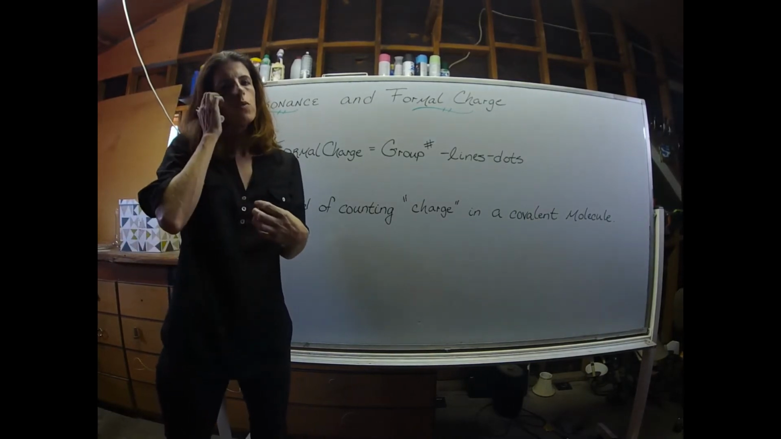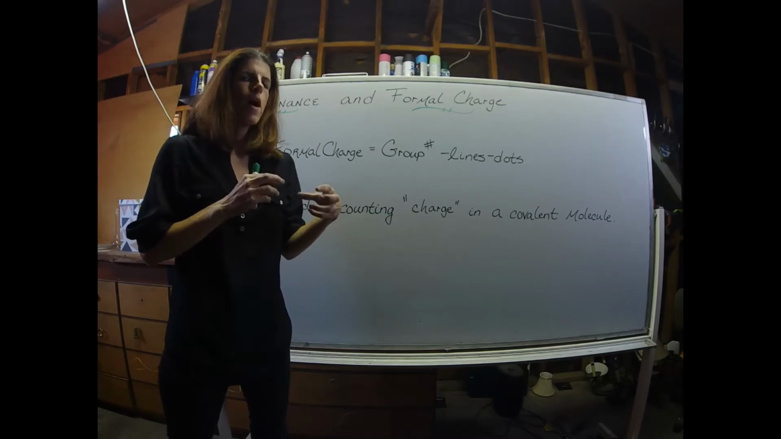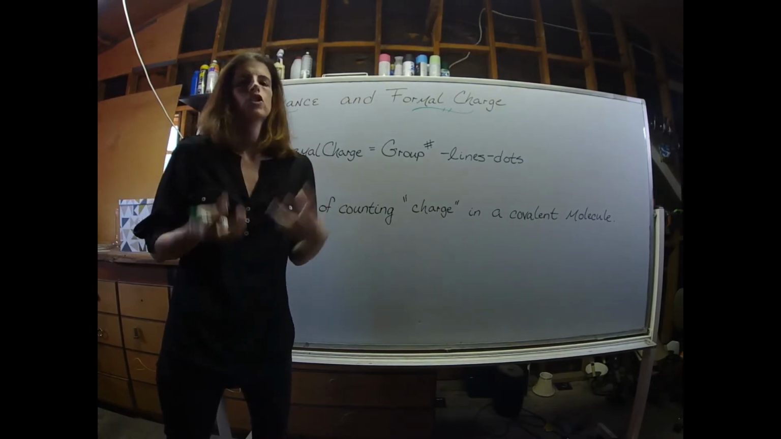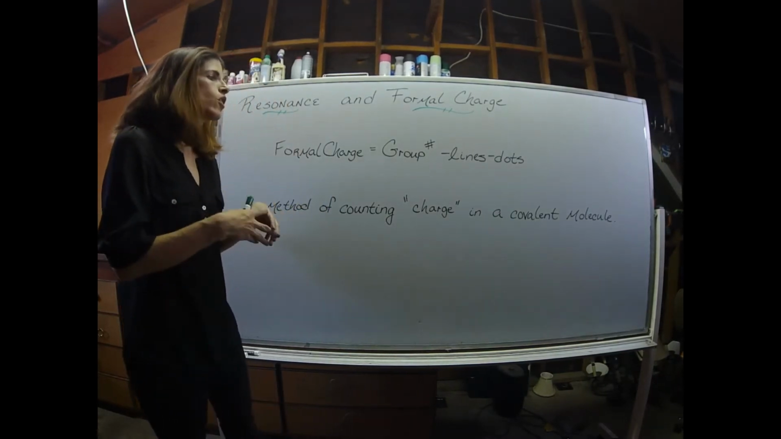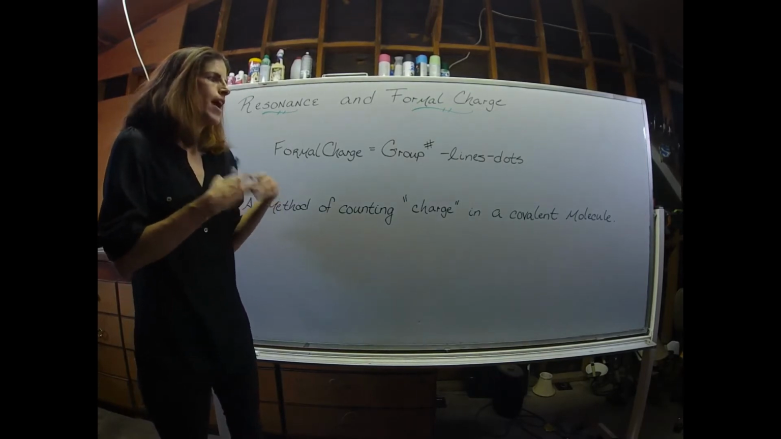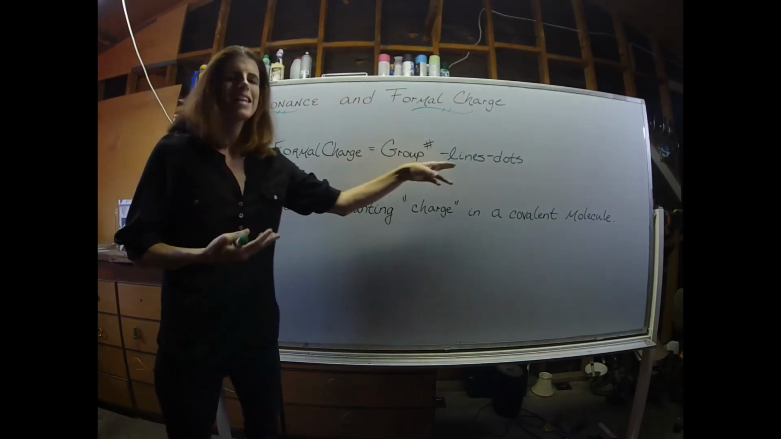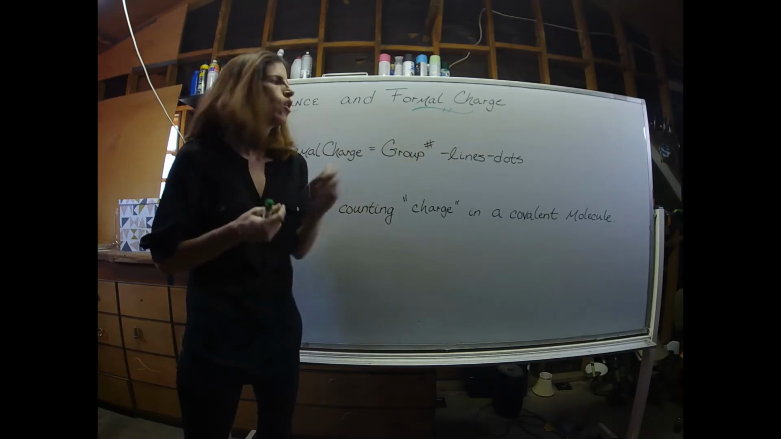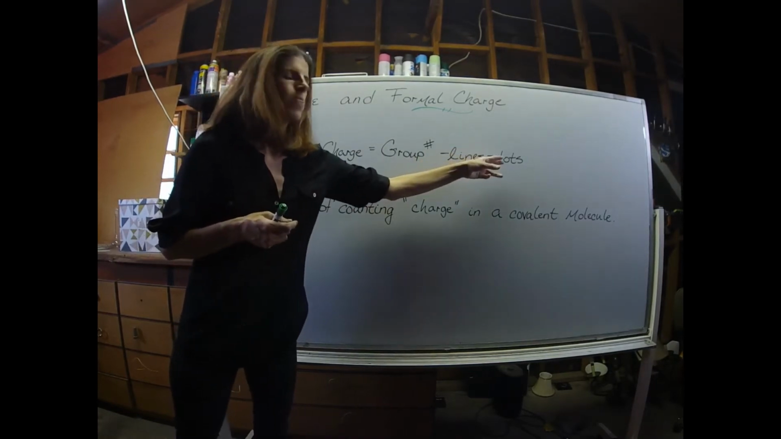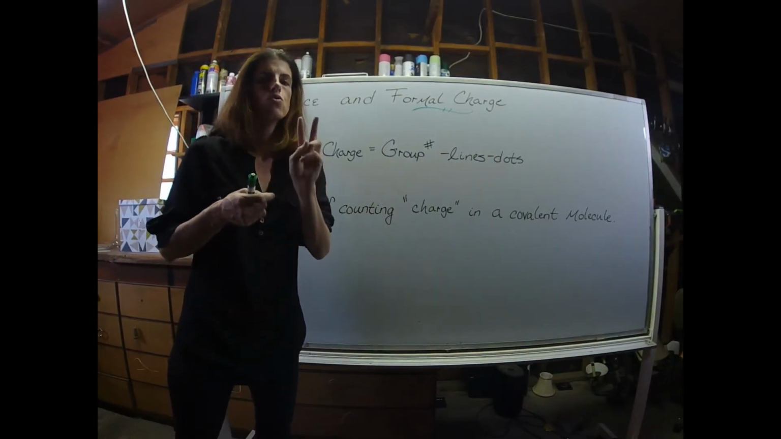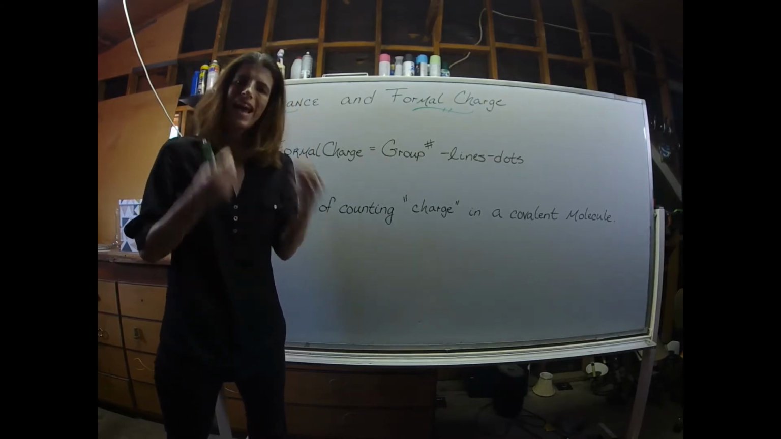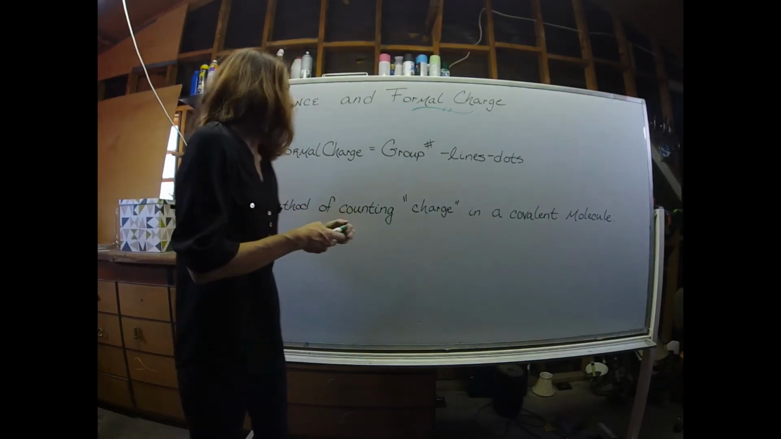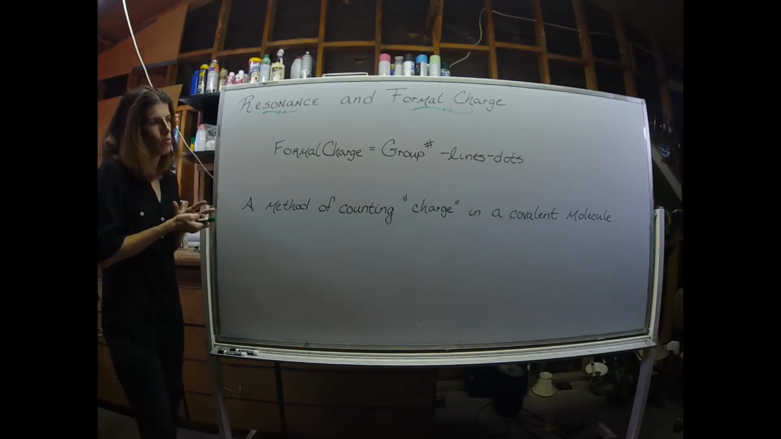So when we're looking at shapes, the double bond and the triple bond counts as one electron group. However, when you're calculating formal charge and you have a double bond, that's going to count as two lines. Or if you have a lone pair, that's going to count as two dots. So count everything individually. What is formal charge?